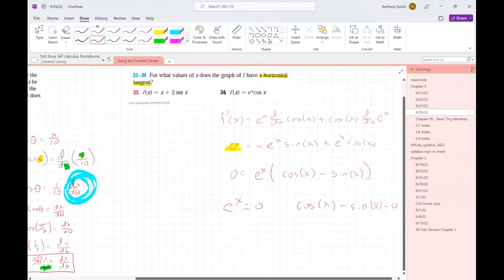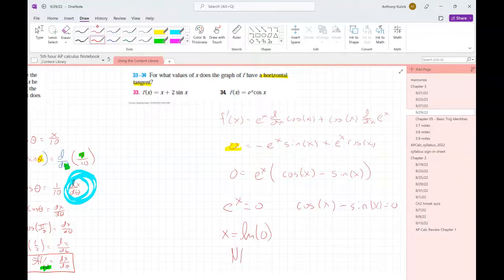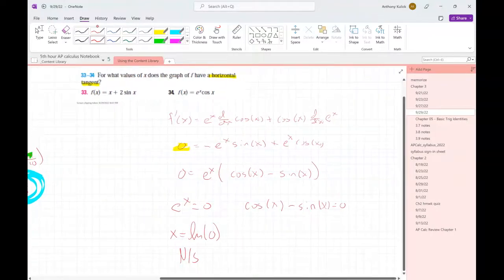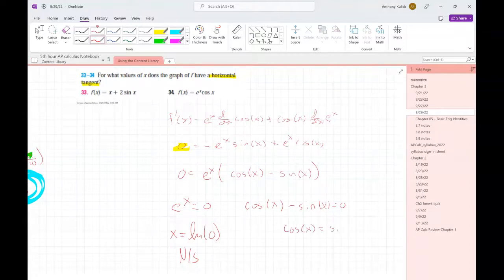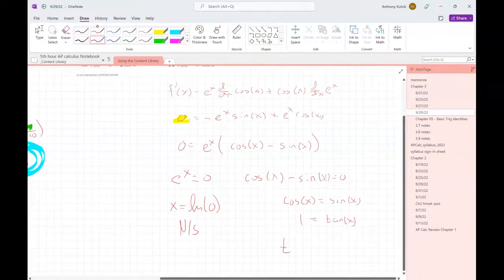So to solve e to the x equal to 0, I'm just going to be taking the natural log of both sides. And this has no solution, since I know the natural log of 0 is undefined. So that piece didn't give me anything. That's okay. So let's go to the other part. To solve this other part, I'm going to add sine to both sides, and then divide both sides by cosine. And I remember that sine over cosine is tangent. So we'll do the tangent inverse of both sides.